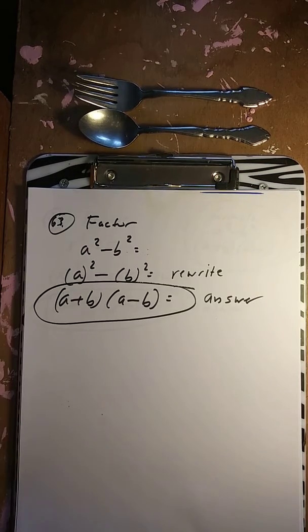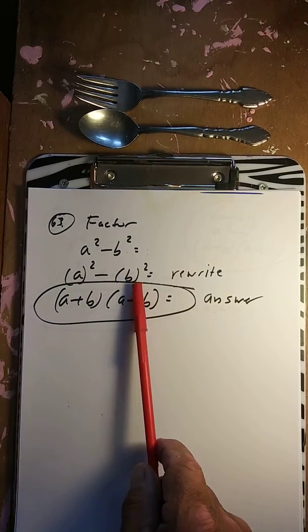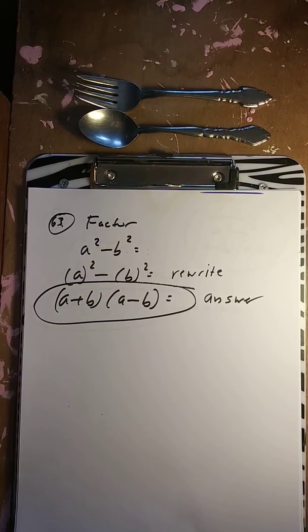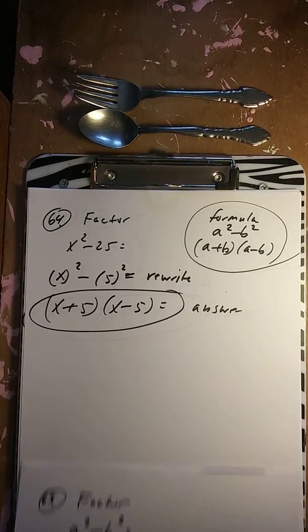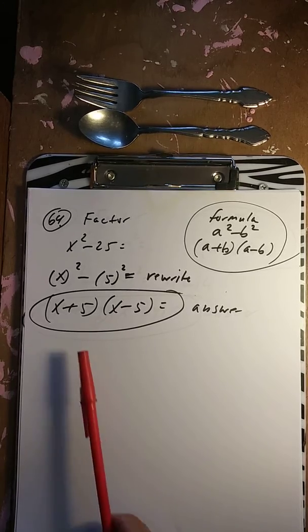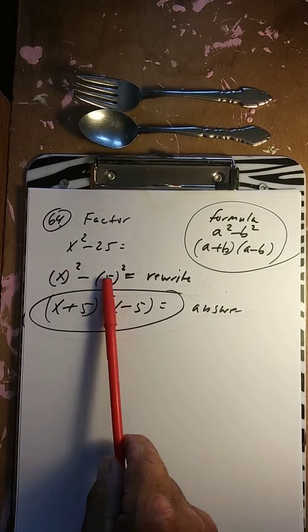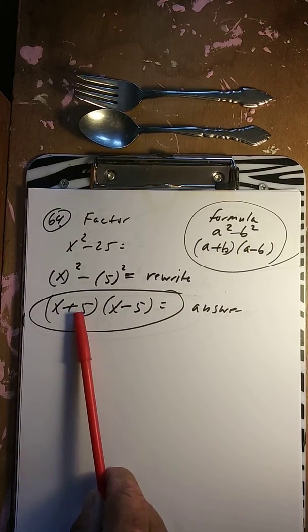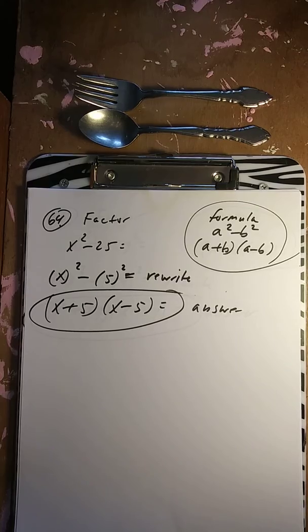Just a trick. A squared minus b squared. There's a formula that says difference of squares. So that's going to be a plus b, a minus b. This one, factor x squared minus 25. Rewrite it, x squared minus 5 squared. There's a formula again, a squared minus b squared equals a plus b, a minus b. So x plus 5 times x minus 5 is the answer.